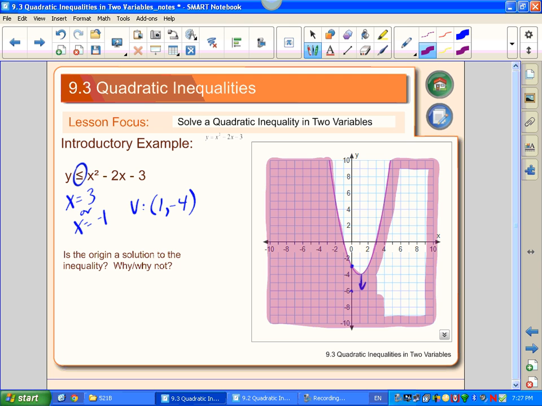Our answer in this particular case is the graph. This is different than in section 9.2. In 9.2, there was only one variable, just the x, so it was a number line. Here, our answer has to be a graph.